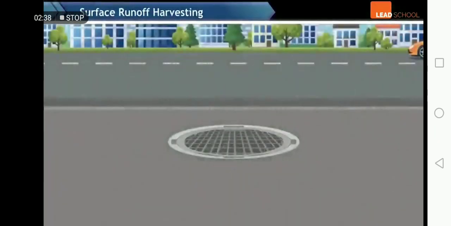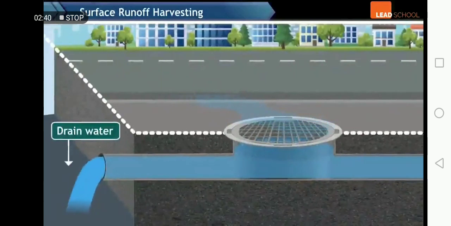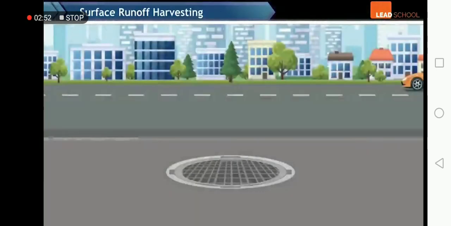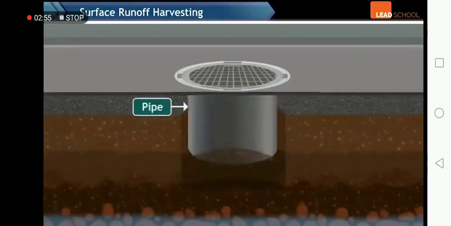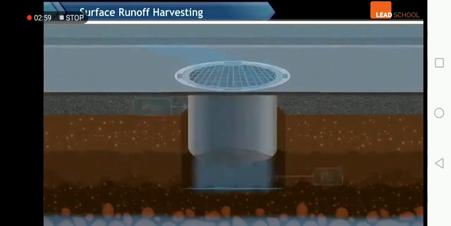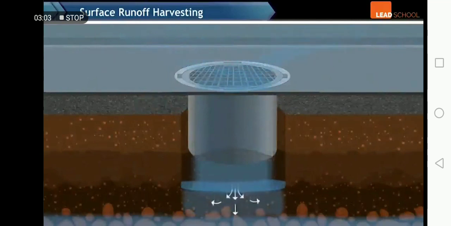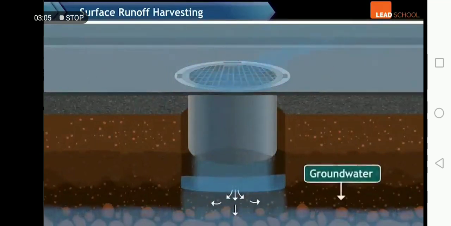We know that rainwater flows into the drains after falling on concrete surfaces, resulting in wastage of water. Rainwater that flows into the drains can also be harvested. In this method of harvesting, the drains are modified to collect the water in a pit. The water collected in the pit is absorbed by the soil to recharge the groundwater.